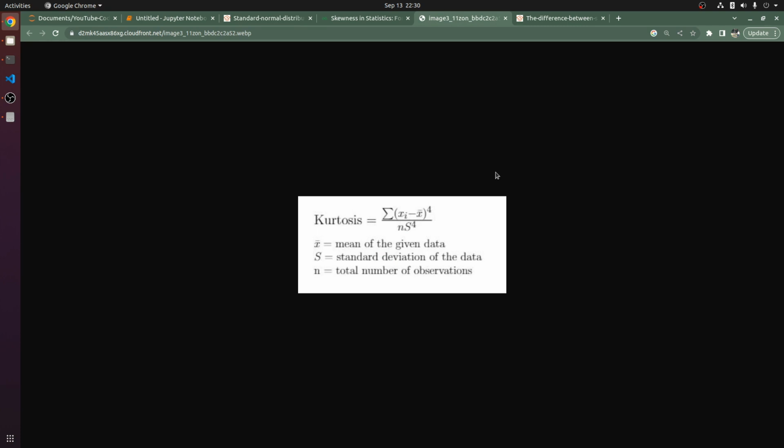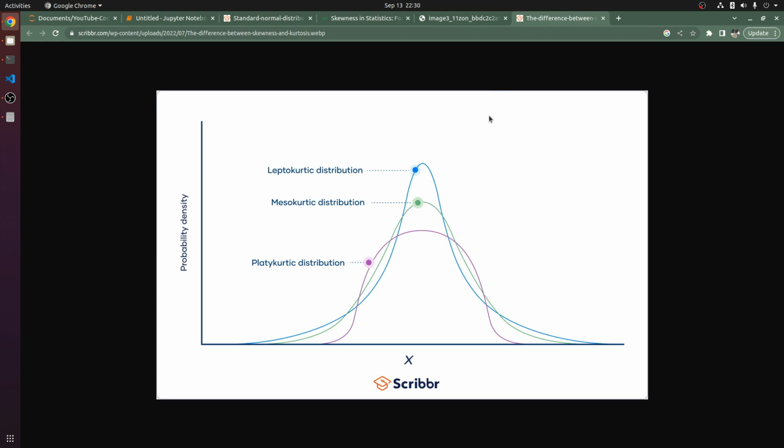Now moving on to kurtosis. It provides info on whether the data is more peaked or flat as compared to normal distribution. So this is the formula for it. And in this also there are 3 types. First is leptokurtic distribution. It is sharply peaked with less variability of data. Then there's mesokurtic distribution, which is basically normal distribution. And then there is platykurtic distribution, which has the flattest peak and the most dispersed data.